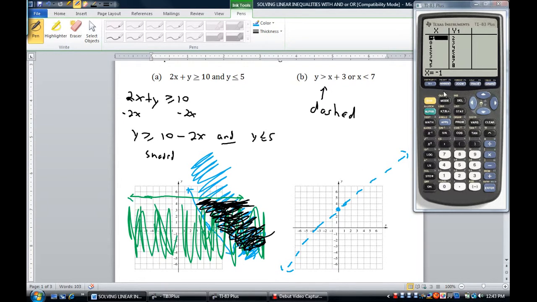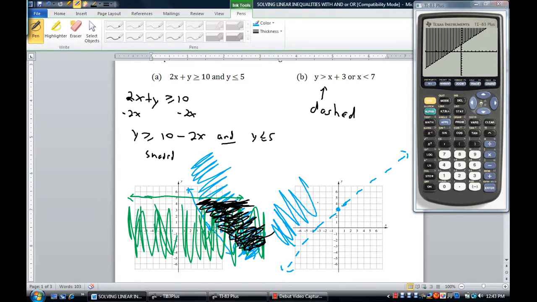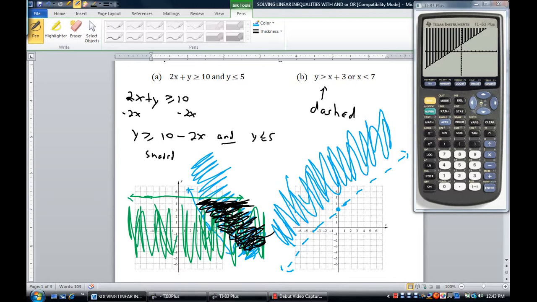Now, once again, if I need to, and you probably do, since it's a greater than, hit enter until you see greater than, hit graph. Tells us we need to shade the upper side. Just do the best you can.